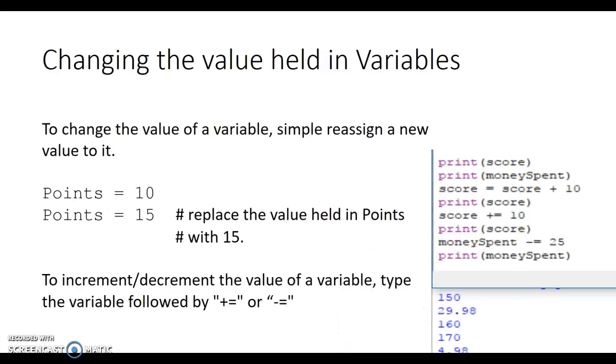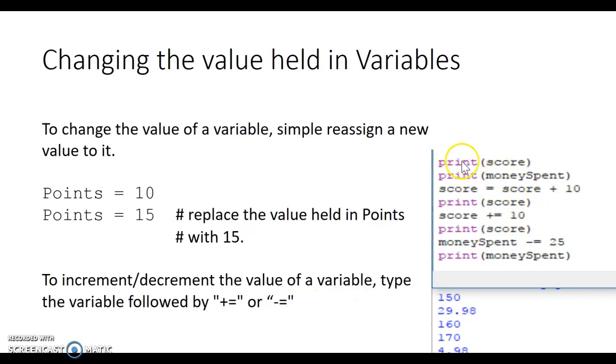To change the value of a variable, we simply reassign a new value to it. So you can see here, points was 10. I then simply typed the code points is equal to 15, and it's replaced that value. One handy thing, the way we can increment, and this is common across all programming languages, is we can use the plus equals or the minus equals.